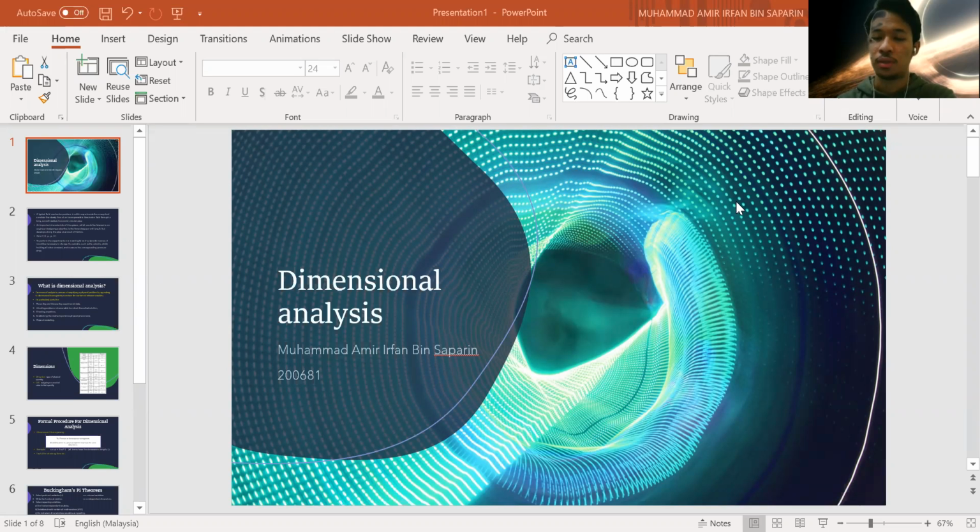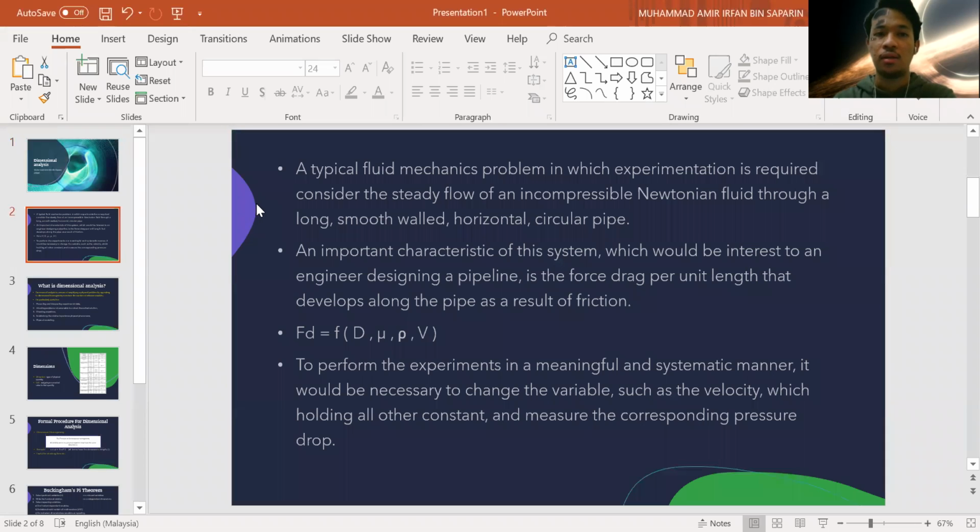So today I want to present about dimensional analysis. A typical fluid mechanics problem in which experimentation is required: consider the steady flow of an incompressible Newtonian fluid through a long, smooth-walled horizontal circular pipe. An important characteristic of this system, which would be of interest to an engineer designing a pipeline, is the drag force per unit length that develops along the pipe as a result of friction.